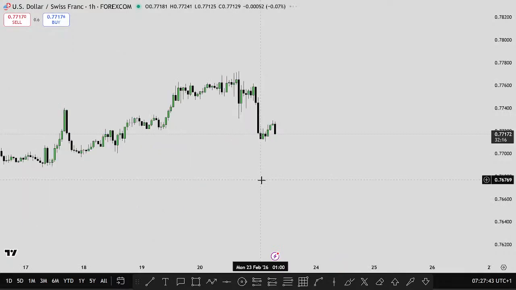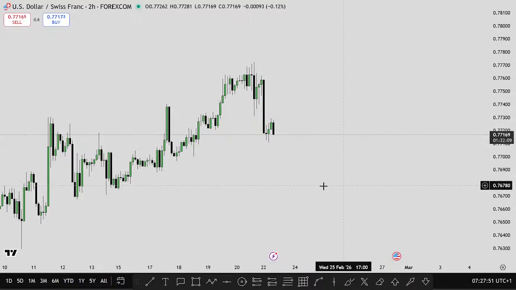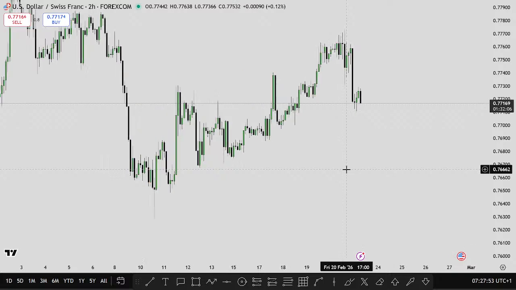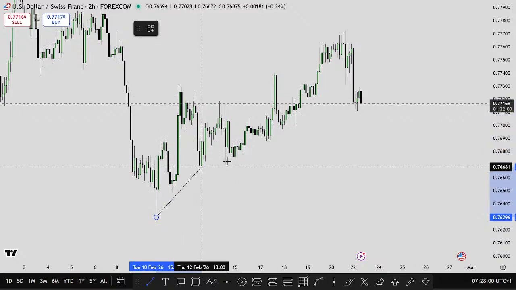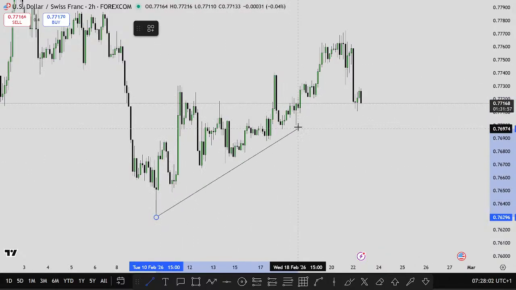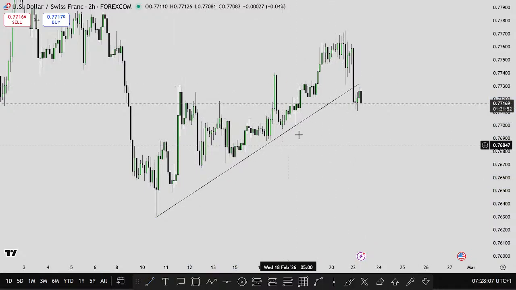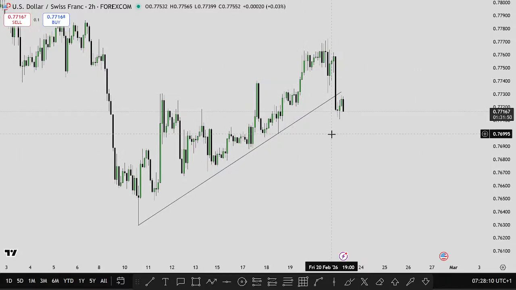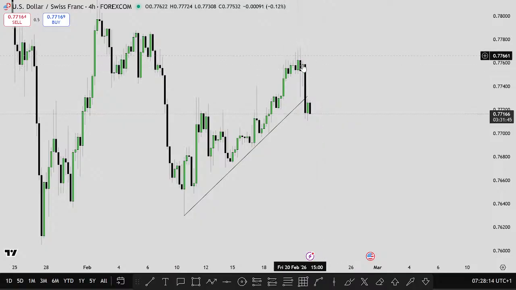Let's see this. Yeah, so if you look at this clearly, you have this structure: low, high, low, high, low, high, low. This was the last structure low here, right? You can see this is the last structure low here. This is 2 hours. If you go to 4 hours, I think you'll see it clearly. So all these ones here were just ranging. So price was ranging at that level.